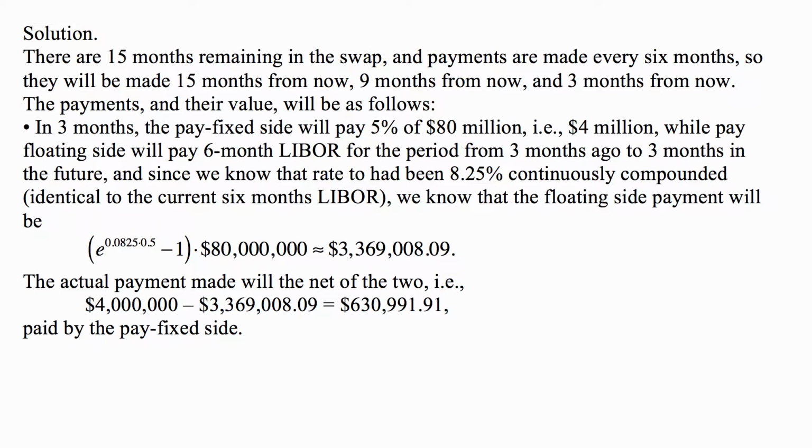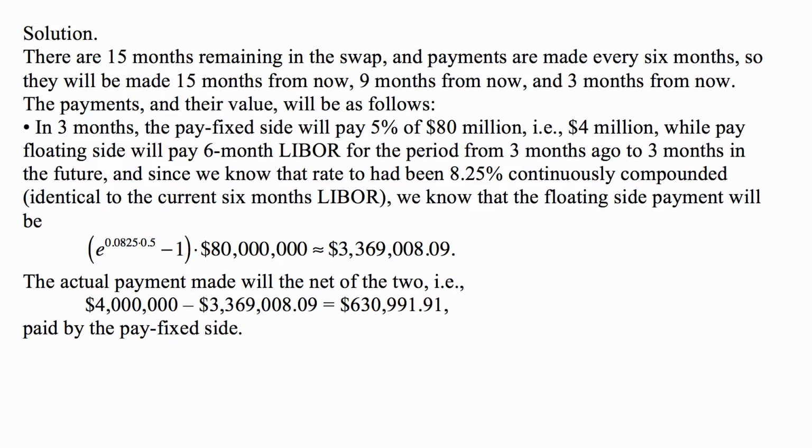In 3 months, the pay fixed side will pay 5% of 80 million, so $4 million, while the pay floating side will pay 6-month LIBOR for the period from 3 months ago to 3 months in the future. And since we know that rate had been 8.25% continuously compounded, because we are told that the rates remain the same the last 3 months, we know that the floating side payment will be, well, it's a continuously compounded interest rate. So normally you would just multiply the interest rate I by the notional amount, but you can't.